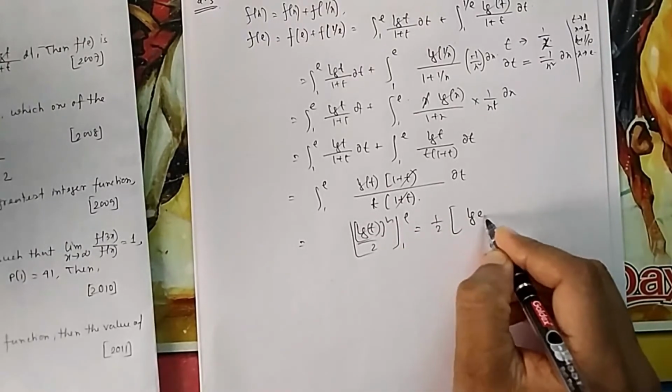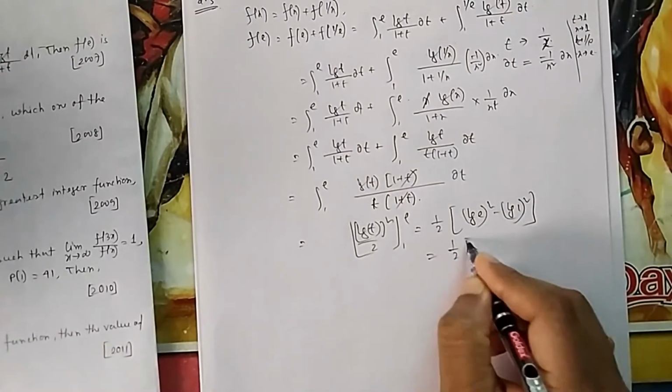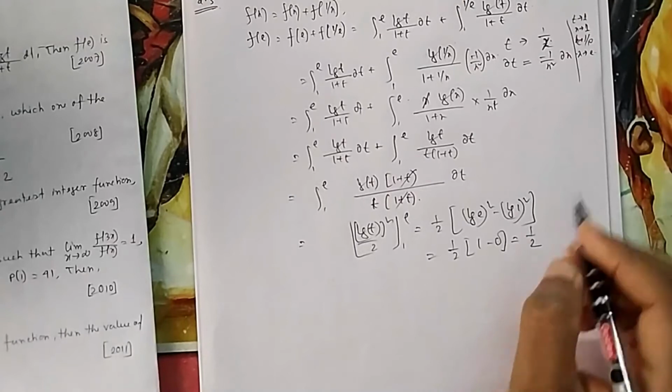So it will be log e whole square minus log 1 whole square. What is log e? Log e is 1 and log 1 is 0. So answer will be half. That is your option A.